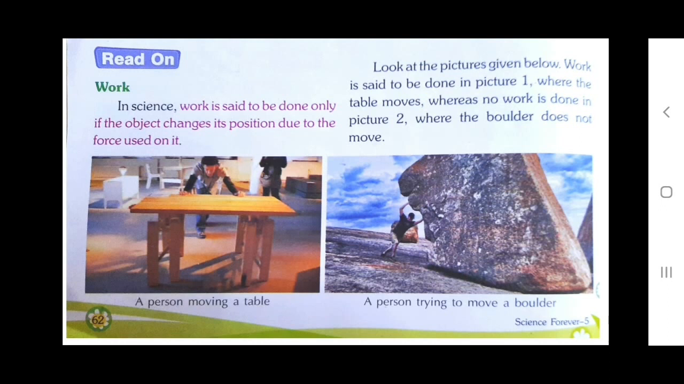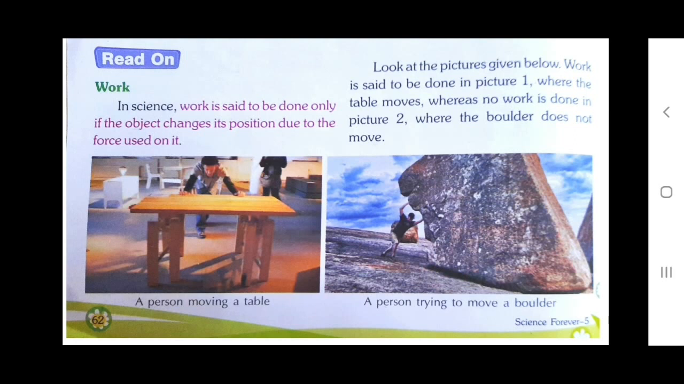For example, you are trying to push a wall with all your force. You are pushing the wall very hard, but does the wall move? No. According to you, you have done lots of work, but the wall isn't moving. So, according to science, you have done zero work. You have not done work at all, right? So, in science, we say work is done only if the object also moves on applying the force.